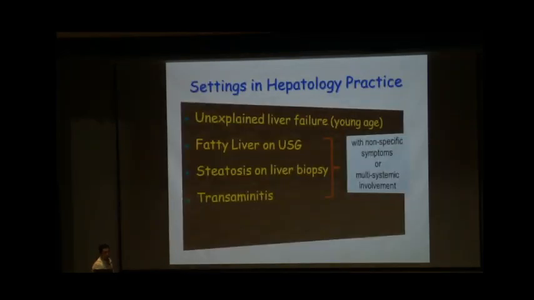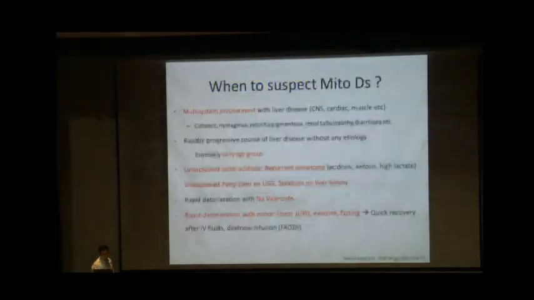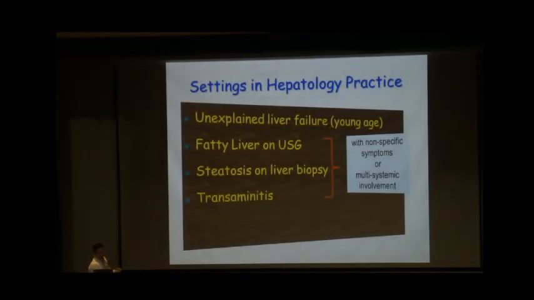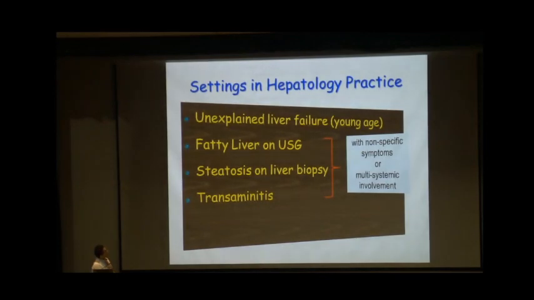Vikrant, is there a limit of lactic acidosis beyond which you have to think that this is mitochondrial? I'll show. In hepatology practice, if you find a patient with unexplained liver failure at a young age, unexplained fatty liver on ultrasound, unexplained steatosis on liver biopsy in a child who is lean, or transaminitis which is not resolving, think of mitochondrial disorders.